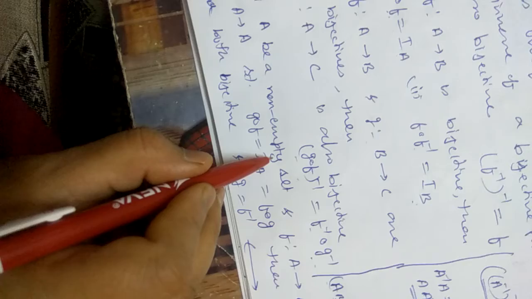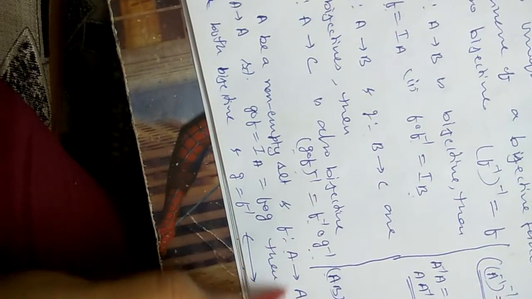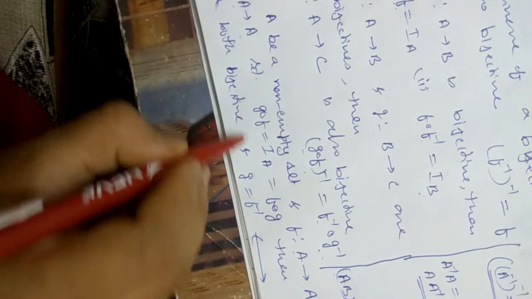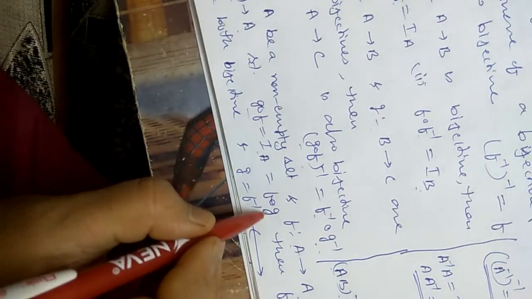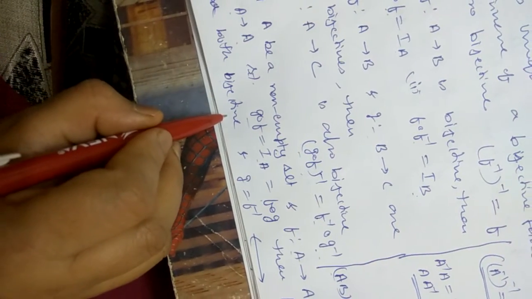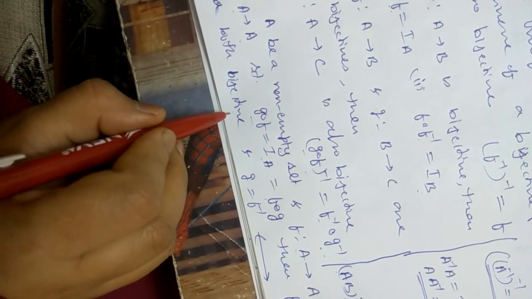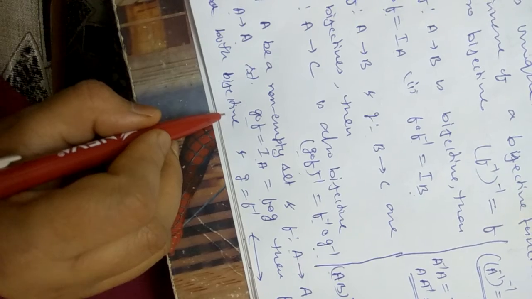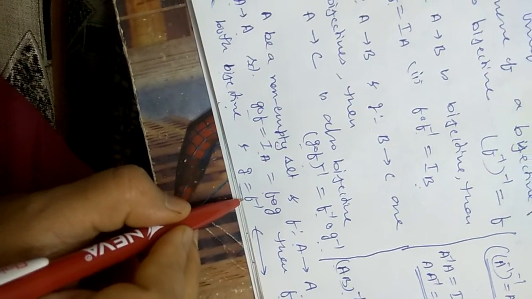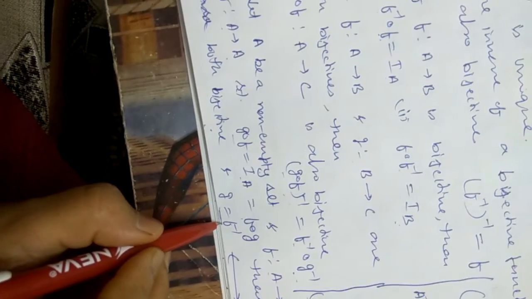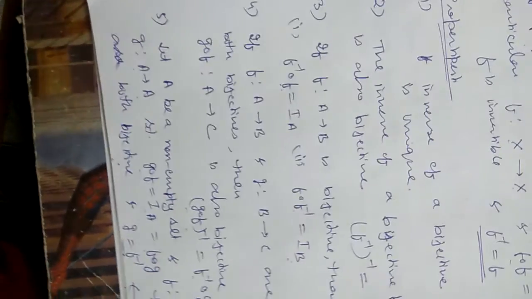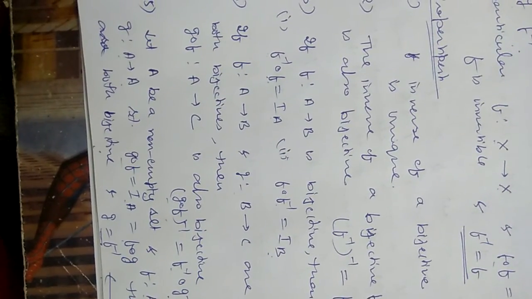A is a non-empty set, f is a function from A to A and g is a function from A to A, such that g of f is equal to f of g. Then f and g are both bijective, meaning one-one and onto. When it is one-one and onto, then g is equal to f inverse. Is it clear? Those are the properties of invertible functions.